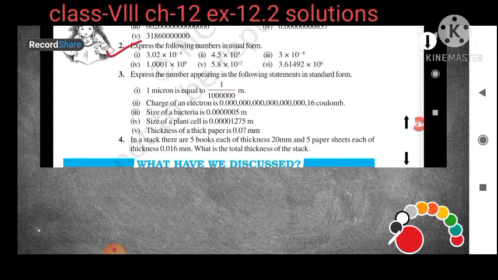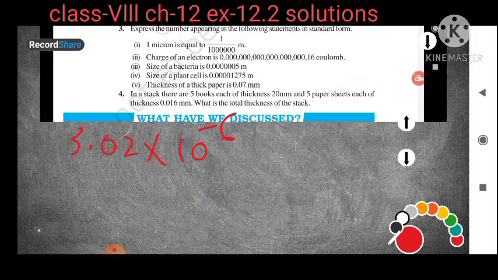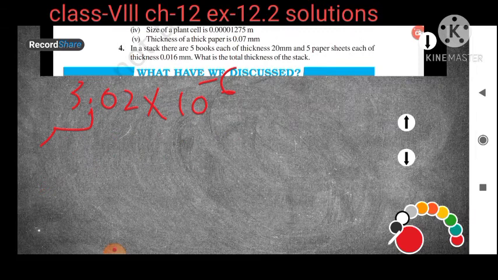Now the first one is given: 3.02 multiplied by 10 to the power minus 6. Here you can see the power is negative, isn't it? If the power is negative, then this point will go to the left side. This point will move to the left side how many times? 6 times.